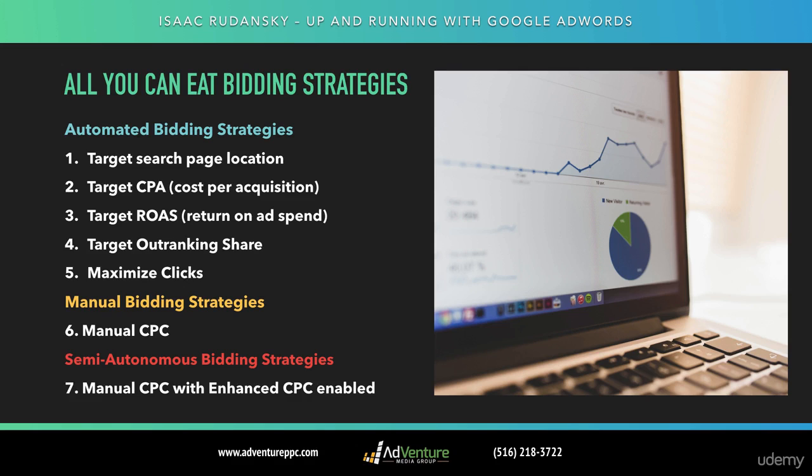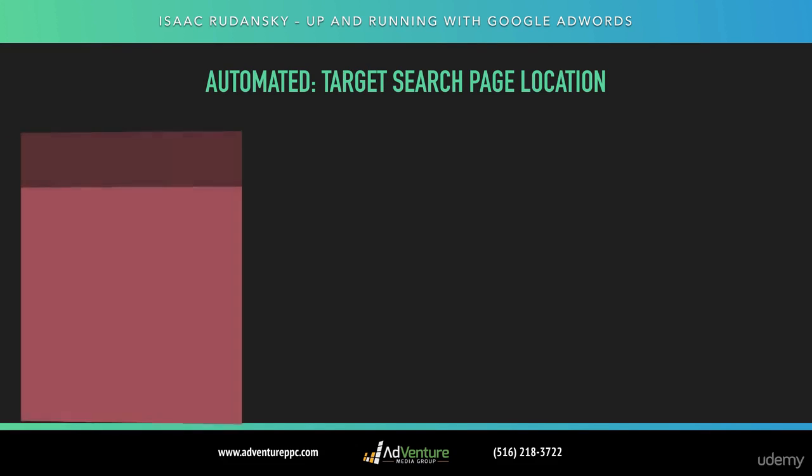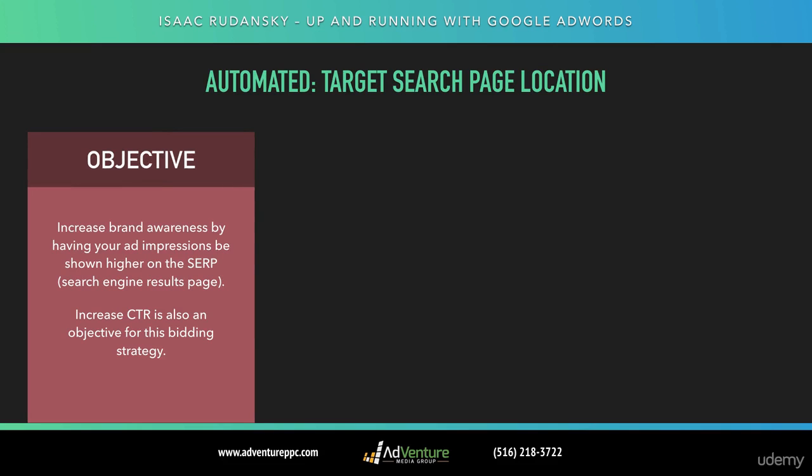So the first thing we're going to look at is targeting search page location. What's the objective of targeting search page location? The idea here is to really increase brand awareness by having our impressions show higher on the SERP. SERP stands for search engine results page. That's what happens when you type something into Google and you hit enter, you land on the SERP.